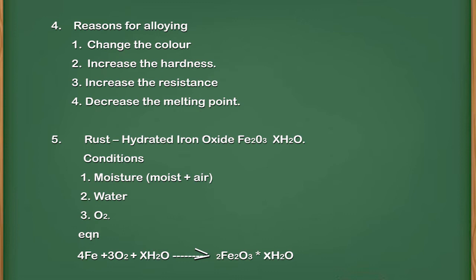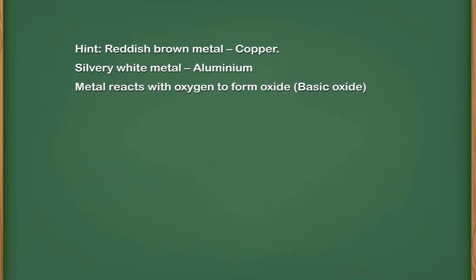Then for 2 or sometimes 4 marks also they will ask. Next one, there is a hint in the book back answer. What is given? Reddish brown metal, that is copper. Silvery white metal, aluminium. Then when metals react with oxygen, simply you write their oxides. For aluminium, aluminium oxide. Then for copper, you will get cupric oxide and cuprous oxide. With this, that lesson is over.